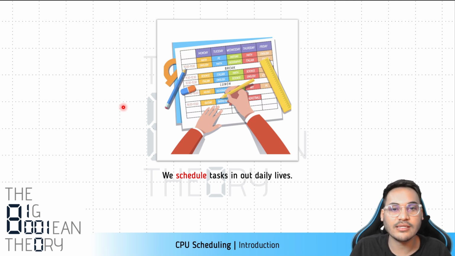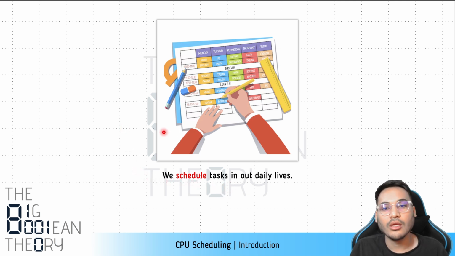Just to give you an example, we schedule tasks in our daily lives. Let's talk about the time when you used to go to school. There are many examples of scheduling in our lives, but let's take this single example. When you used to go to school, you had a schedule for the entire week, and what did that schedule look like? It basically consisted of subjects assigned for every day and for different time slots, right?